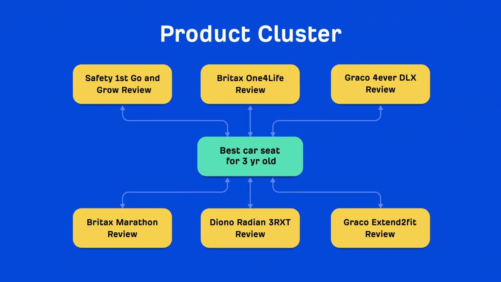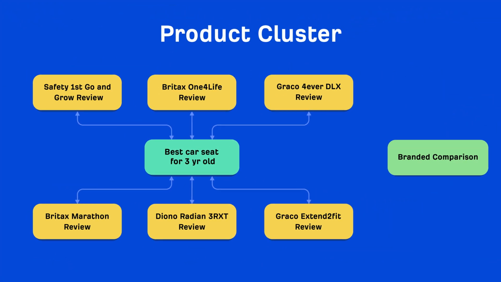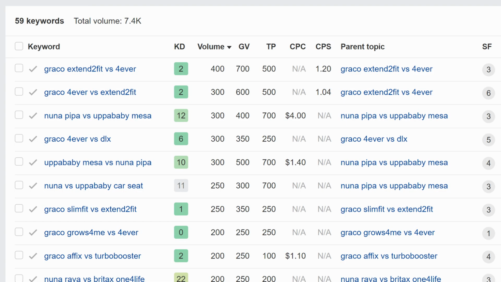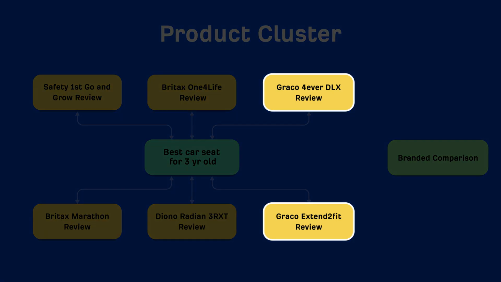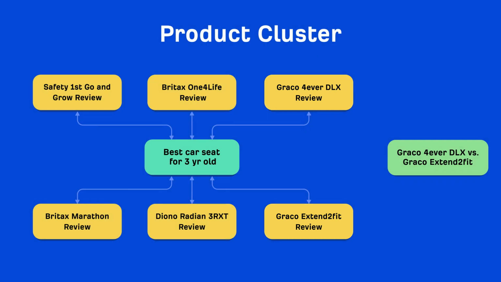Now, branded comparisons also fit seamlessly into product clusters. Looking at our list of branded comparison keywords, you'll see that there's this topic on Graco Extend to Fit versus Forever. Well, we just wrote 2 product reviews for these, so writing a branded comparison post would be super easy. And of course, we could easily add internal links to the product reviews, whether they're one-way or reciprocal, in a very organic way.